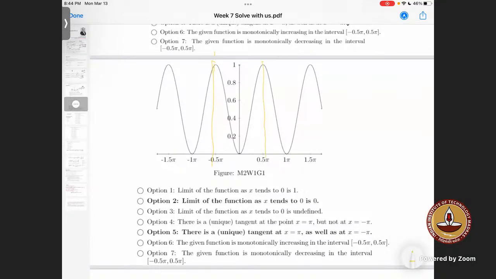Could anyone tell what is happening in this interval? It is decreasing, from where to where? From minus 0.5 to 0. Very good. And what's happening from 0 to 0.5? Increasing. But in the option, it is saying the given function is monotonically increasing. That's not the case, right?